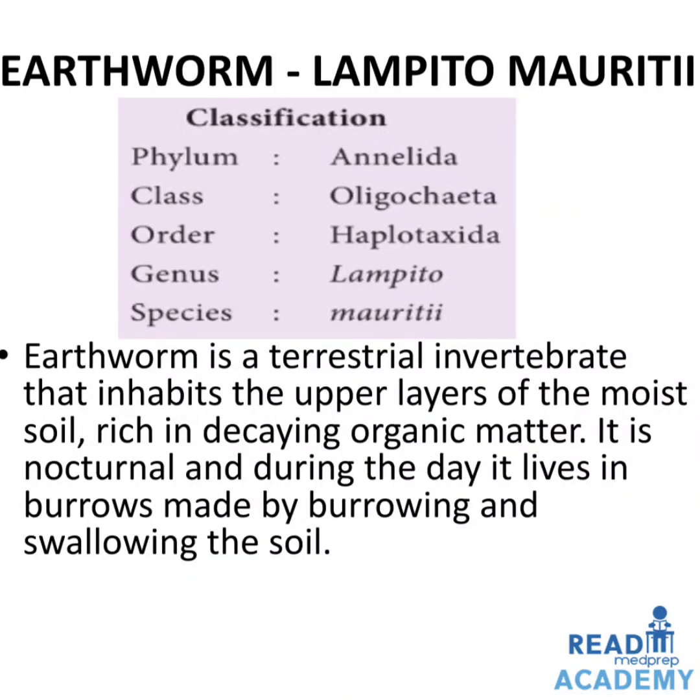Earthworm, the zoological name Lampito mauritii, classification: phylum Annelida, class Oligochaeta, order Haplotaxida, genus Lampito and species mauritii. Earthworm is a terrestrial invertebrate that inhabits the upper layers of the moist soil rich in decaying organic matter. It is nocturnal and during the day it lives in the burrows made by burrowing and swallowing the soil.